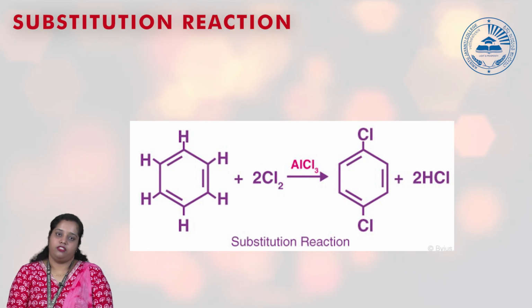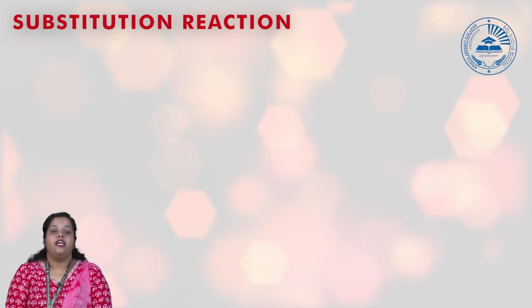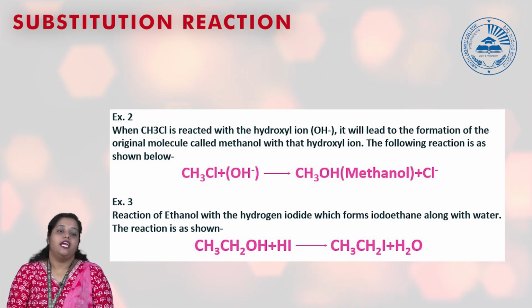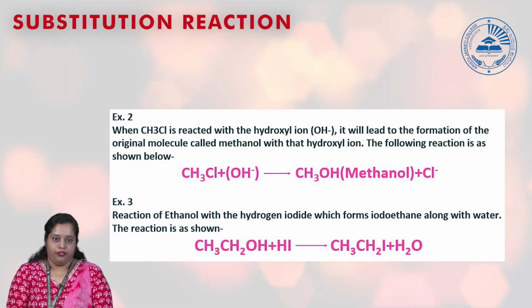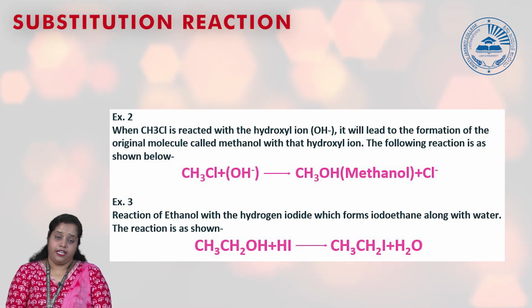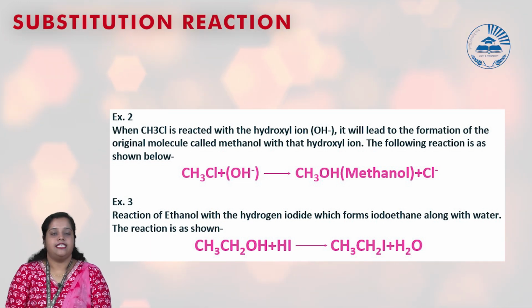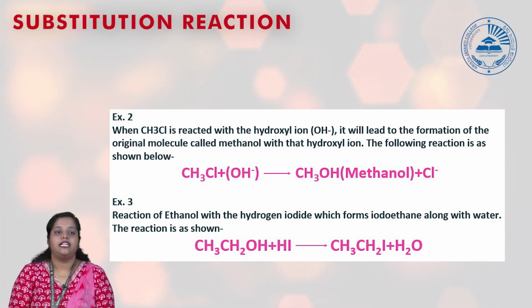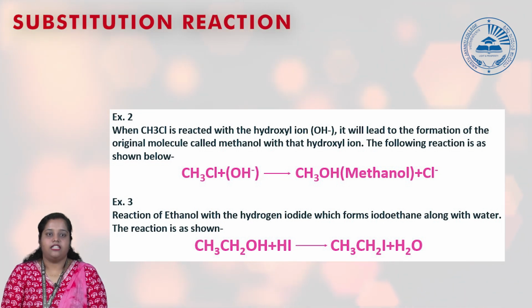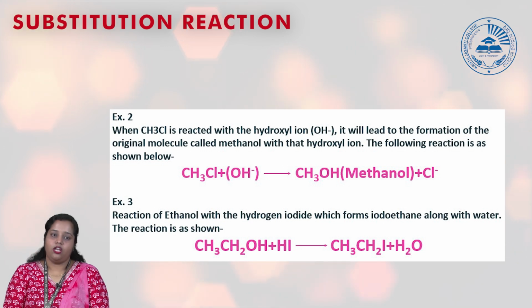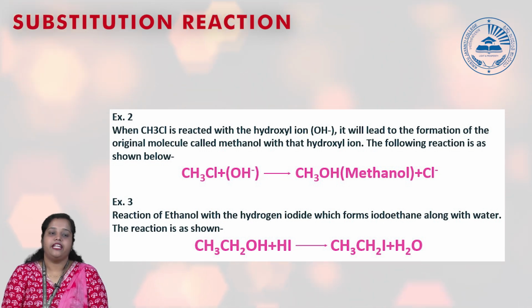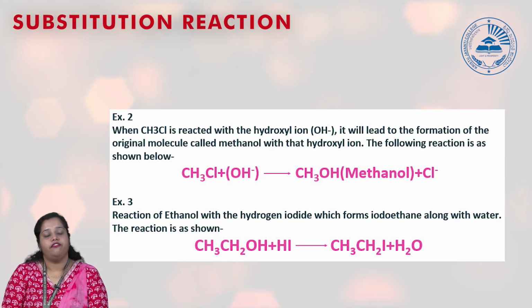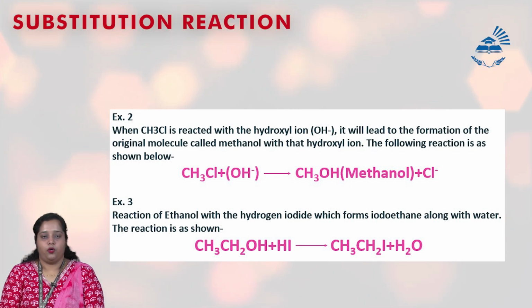Next, we have an example for substitution reaction, where chlorine gets substituted in the structure by removing hydrogen in the presence of a Lewis acid, which is AlCl3. Now here we have another example for substitution, that is when methyl chloride is reacted with the hydroxyl ion, it forms methanol and the chlorine group is removed. And again, reaction of ethanol with hydrogen iodide forms iodoethane along with water.